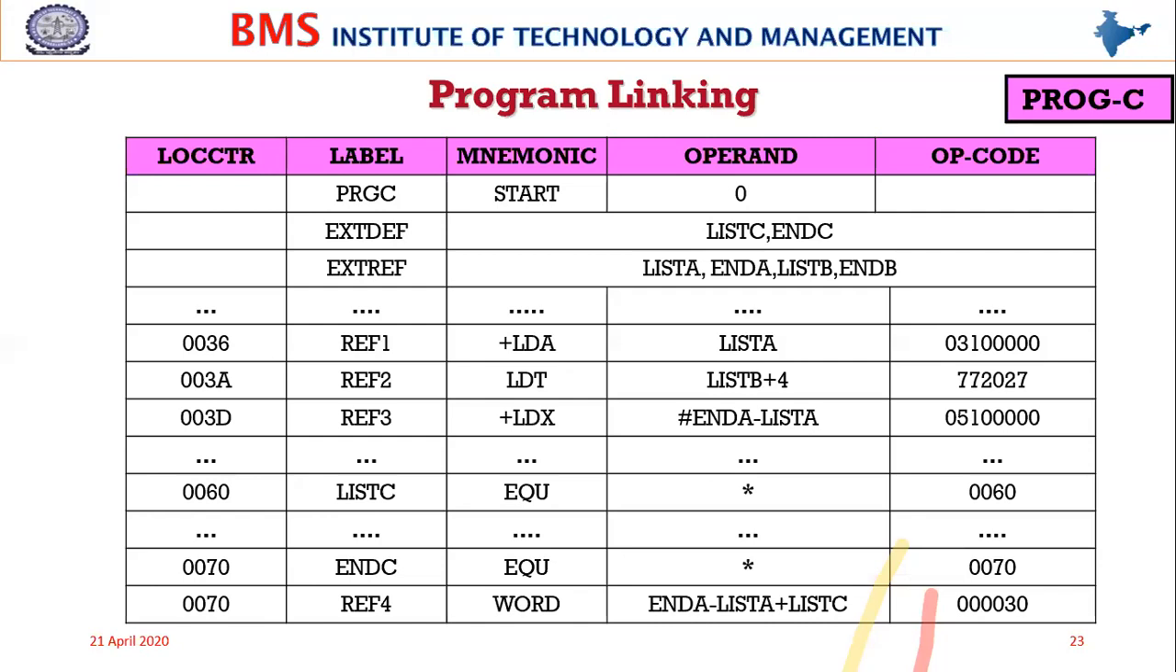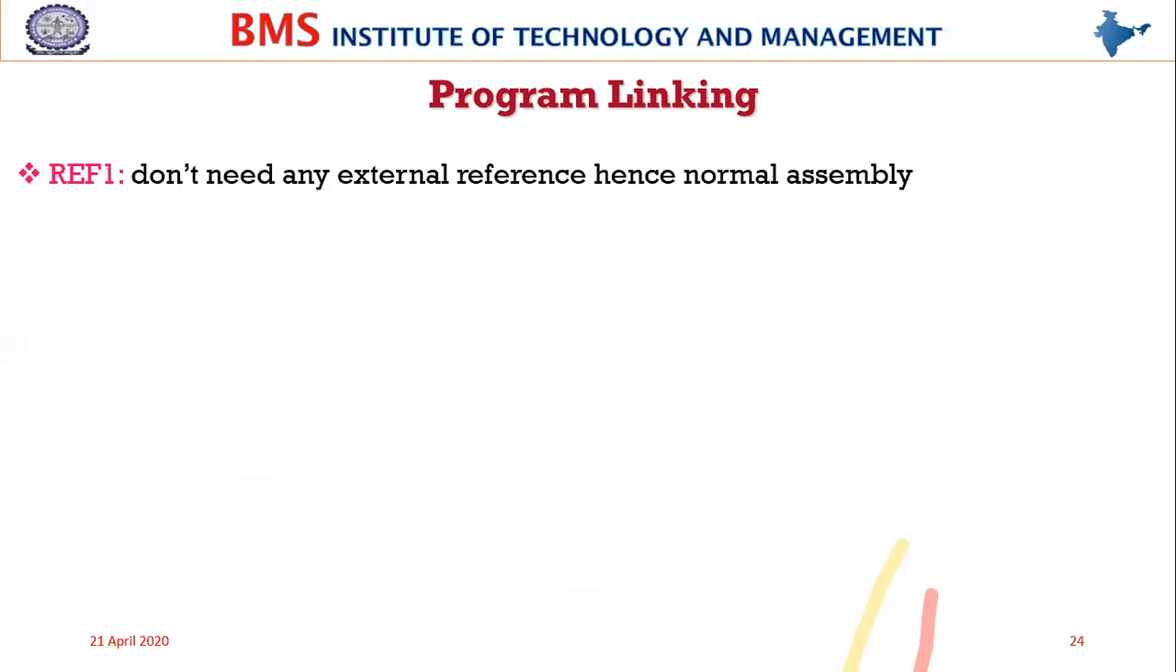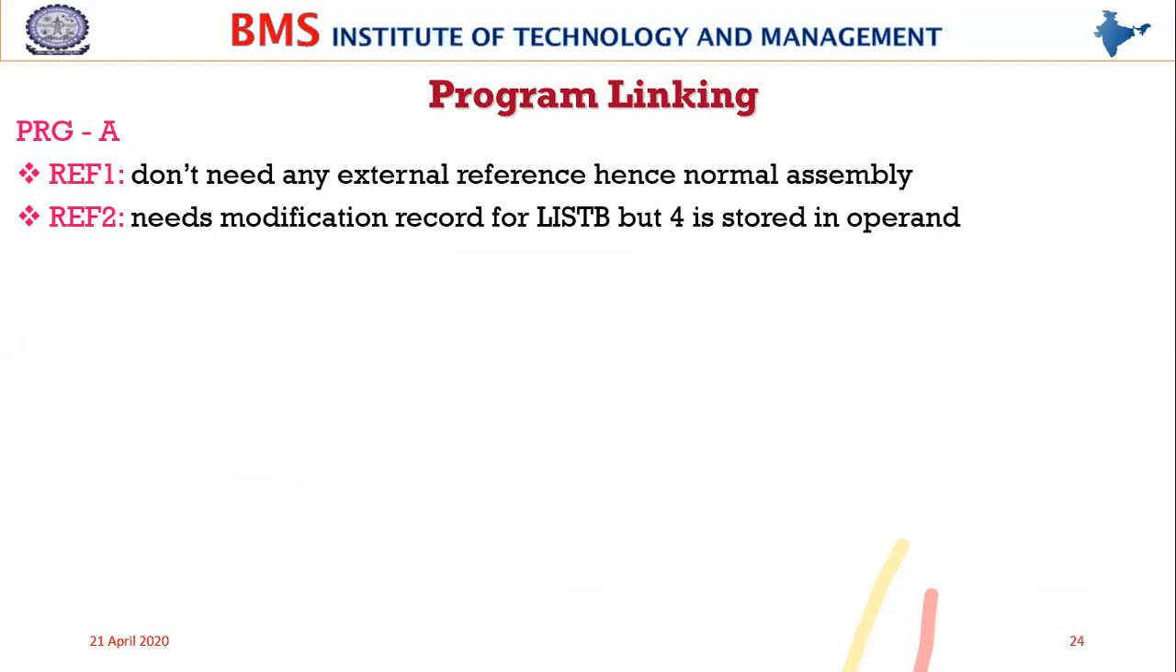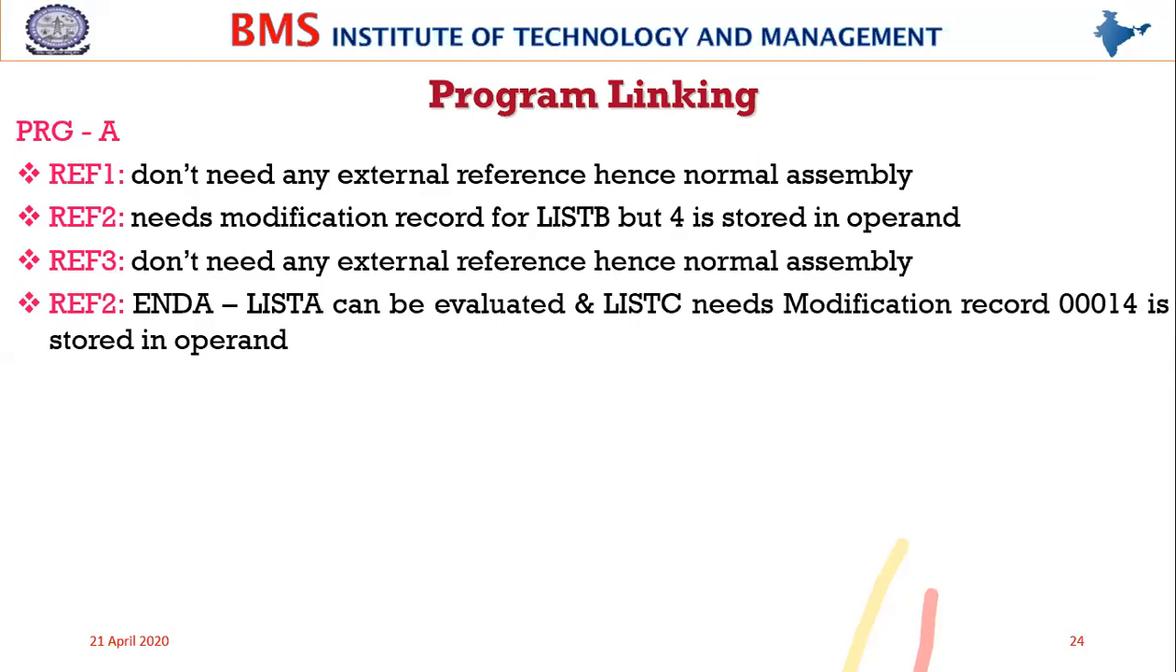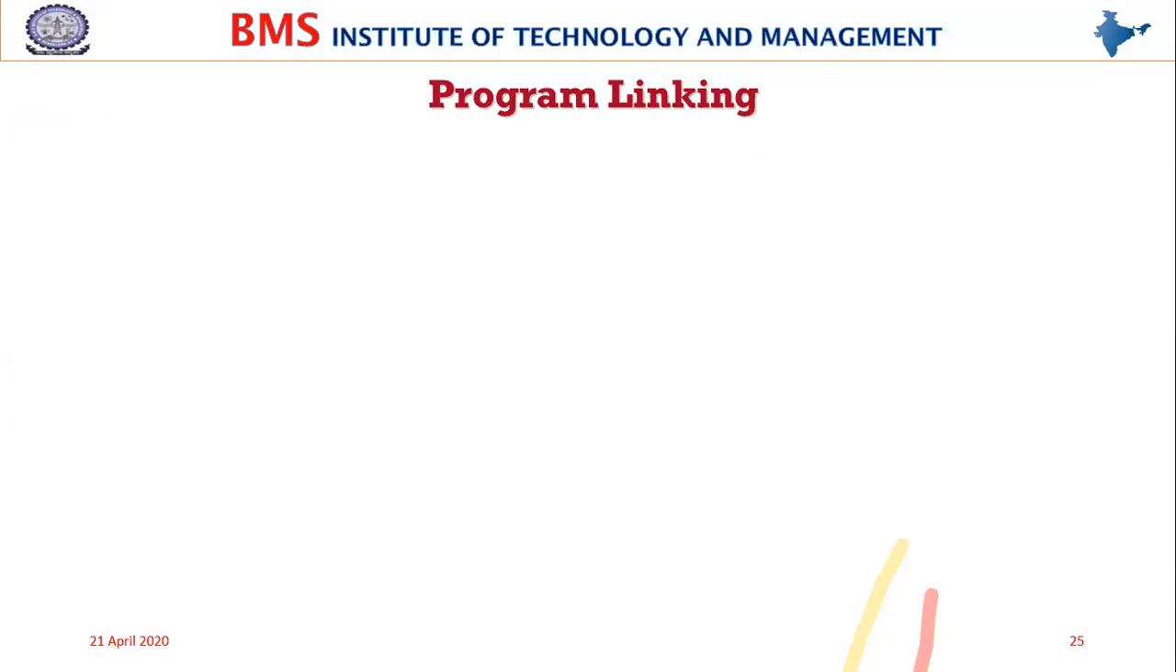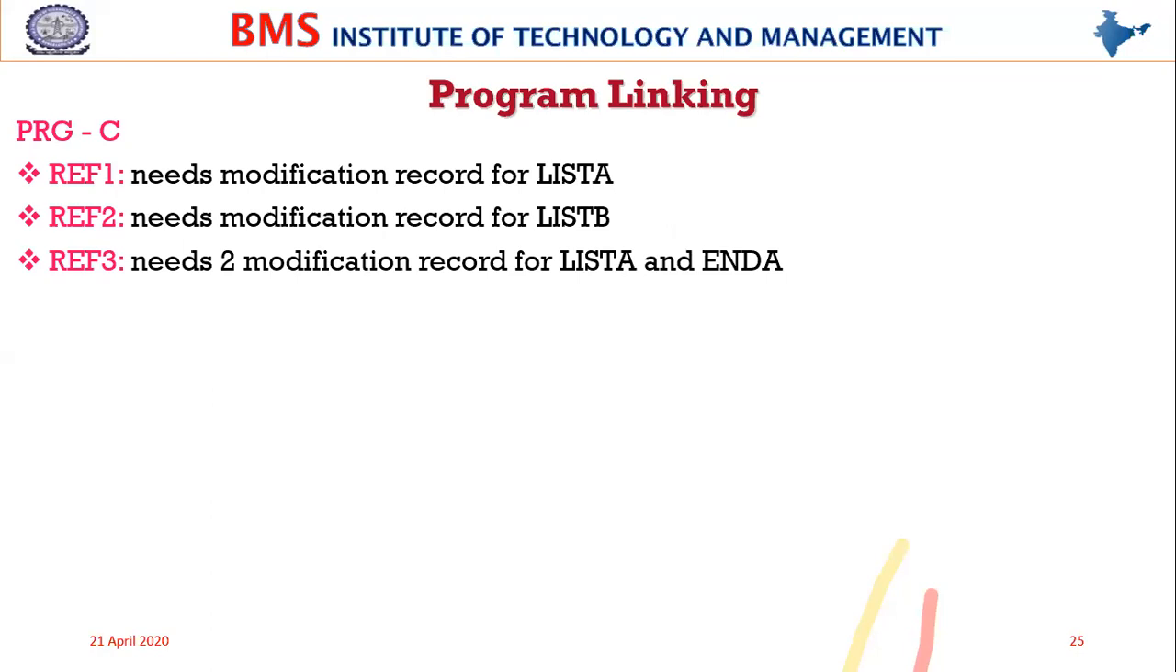So there are 3 control sections: program A, program B, program C. I have explained this as an example. You don't need to remember it as it is, but if you are able to work out how many modification records are needed, then that is enough. The same thing is explained here: which one needs how many modification records, which are those expressions that need the external references in program A, and similarly in program B, and similarly in program C. Fine.